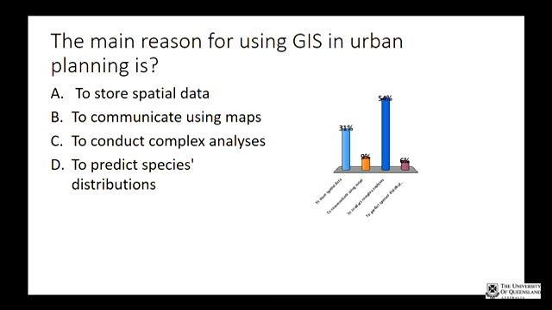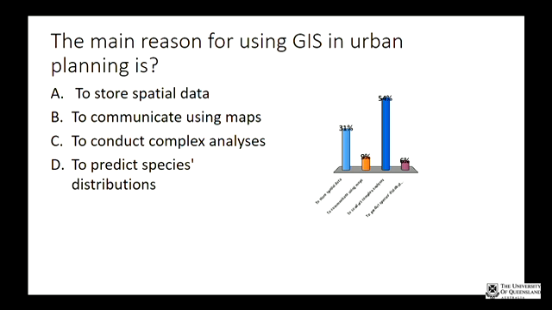Okay, so it's a bit small, isn't it? But anyway, these are your answers. Half of you said to conduct complex analyses. Some of you said to store spatial data, communicate using maps, and then a small proportion said to predict species distributions. Actually, all of those probably would apply. So they're all right. So everyone's right.